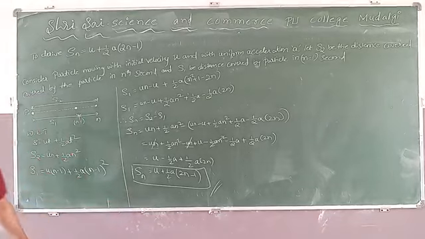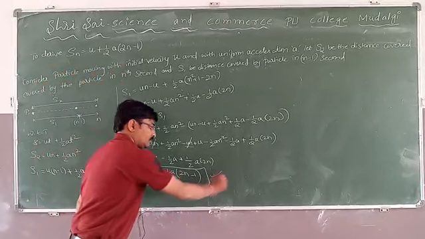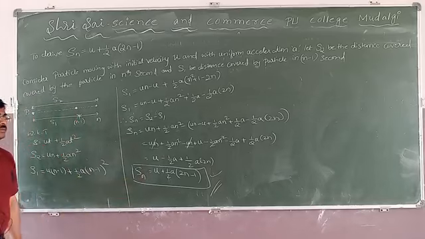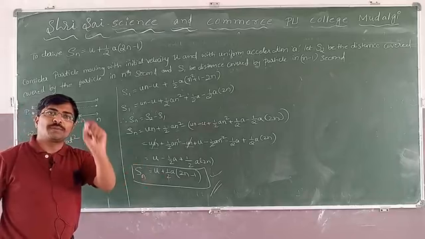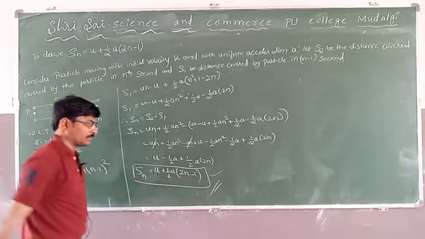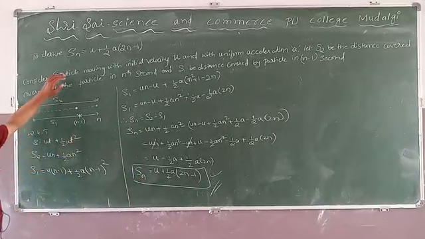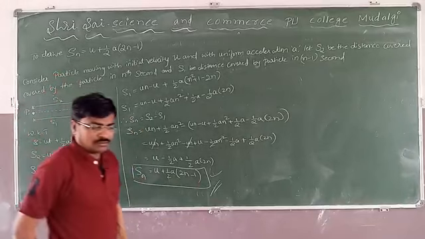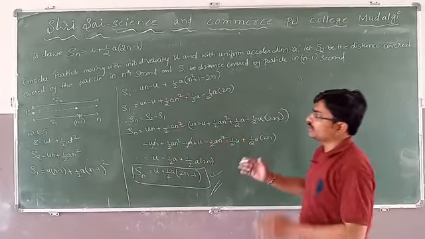Now, what we needed: u plus 1 by 2 a (2n minus 1) s. The same thing we got here. This is the formula for the distance covered by the particle in the nth second. How much distance is covered within the nth second. Is it clear? Let me just summarize things.